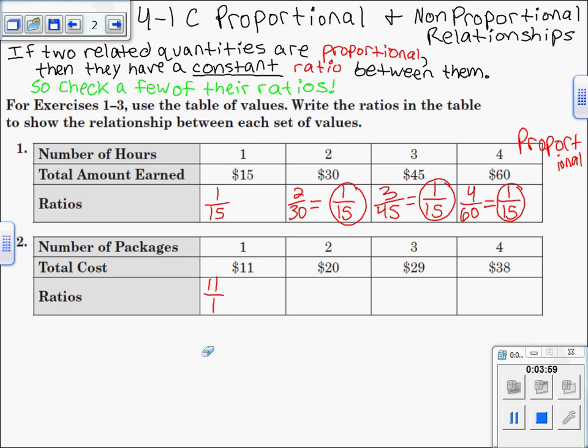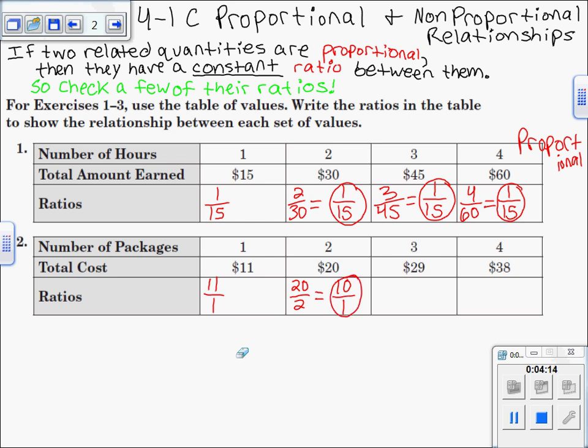So 11 over 1 does not simplify, we leave it as 11 over 1. And remember, when we do ratios, we leave improper fractions as improper fractions. Now, for the second blank, we have 20 over 2. Well, 20 over 2 simplifies to 10 over 1.